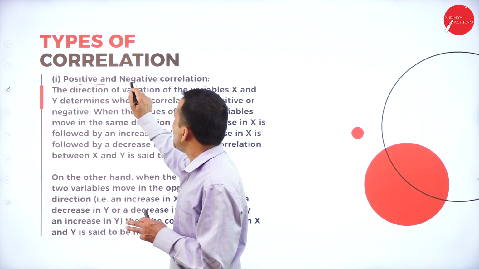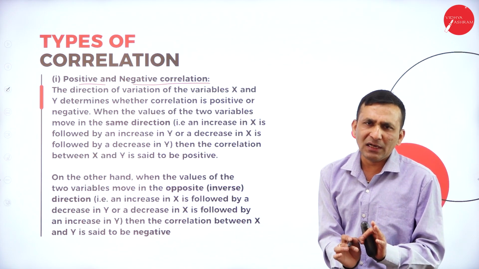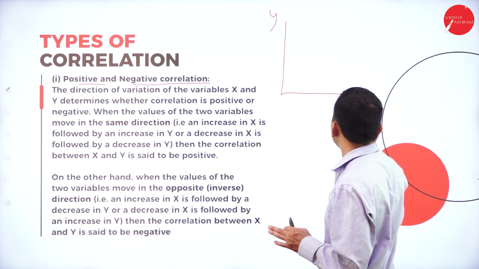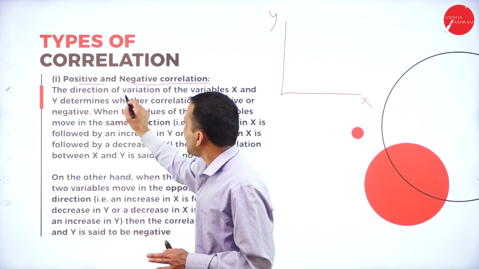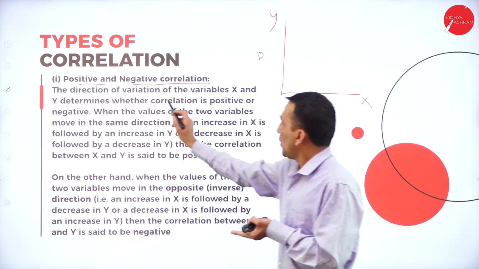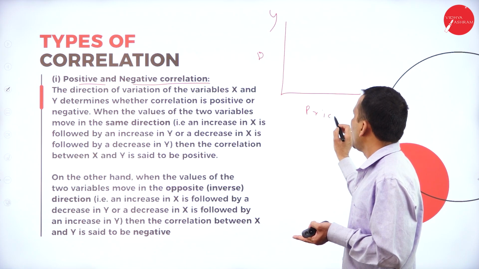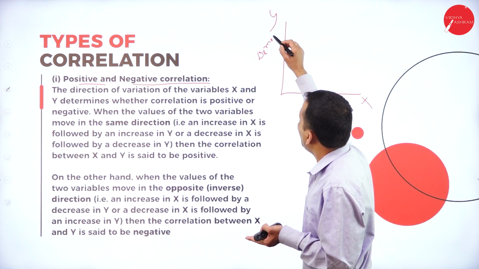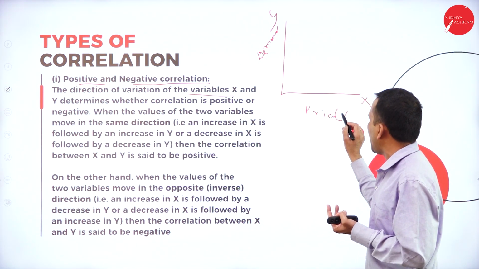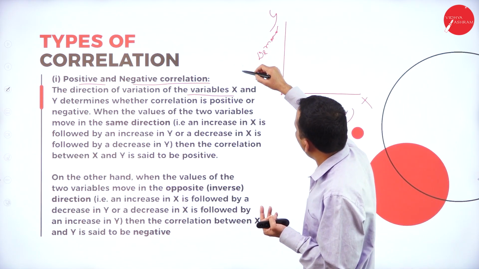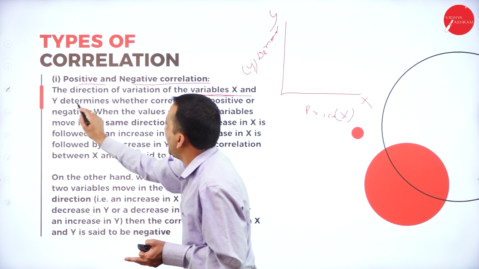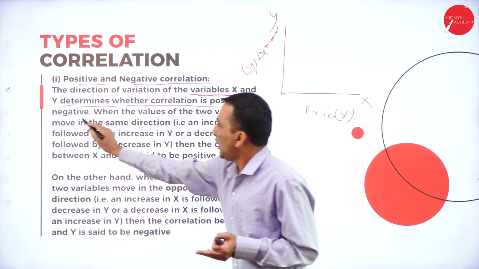The first one is positive and negative correlation. To understand positive and negative correlation, you need to draw the y-axis and x-axis. The direction of variation: assume the x-axis denotes price and the y-axis denotes demand. Price is denoted x and demand is denoted y. The variables x and y determine whether the correlation is positive or negative.